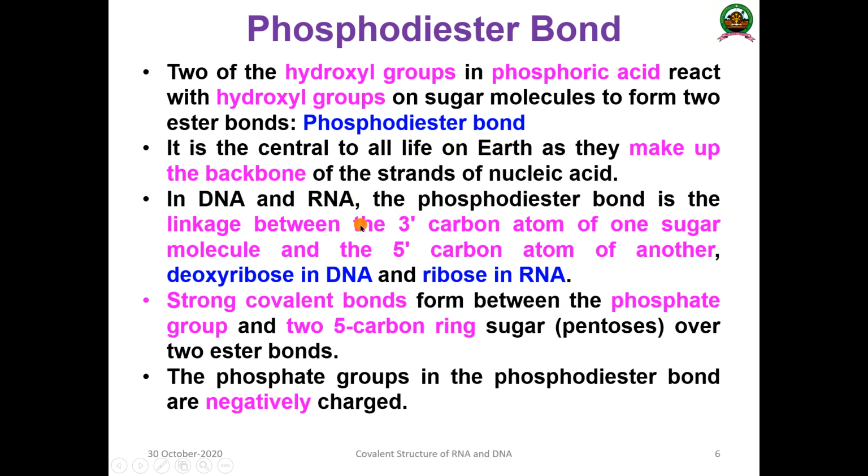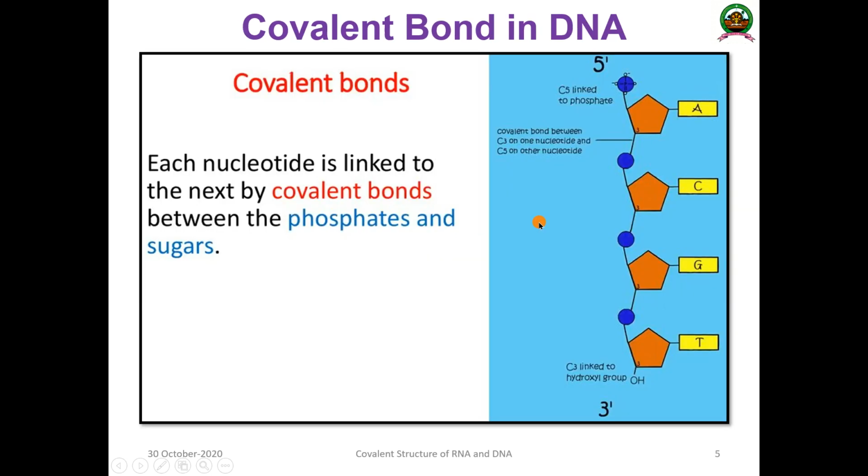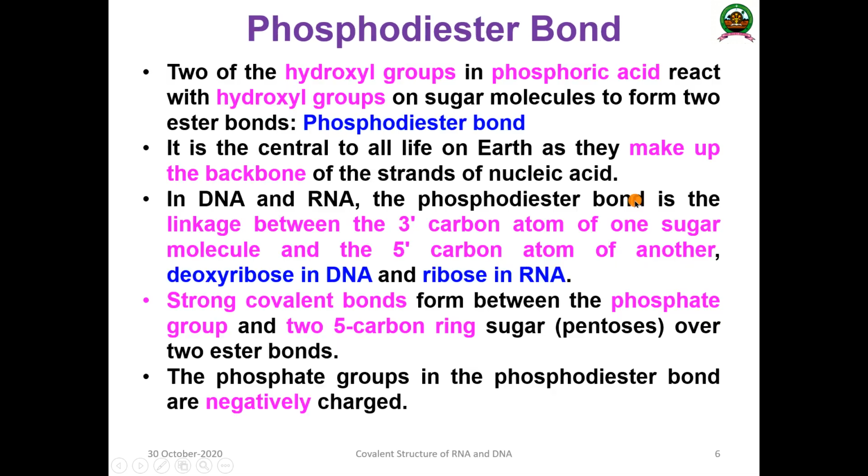It's a linkage between the C3 carbon atom of one sugar molecule and the 5' carbon atom, the hydroxyl group, of the other sugar molecule, and that is in the case of deoxyribose. If it is deoxyribose, then it is DNA; if the sugar is ribose, then it is RNA. So that is what I told you. This is C3, this is C4, and here it is C5. Okay, the C3 and C5 are always forming a phosphodiester bond with the phosphate.